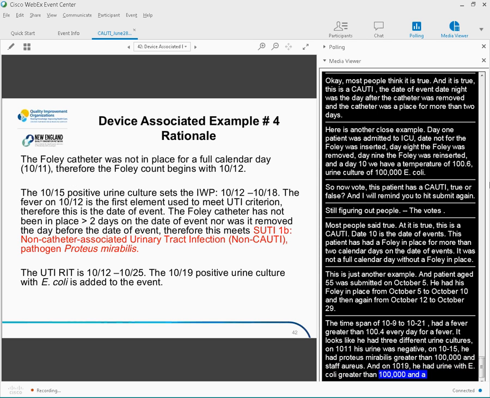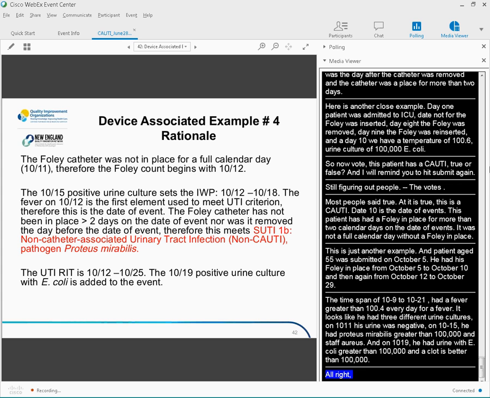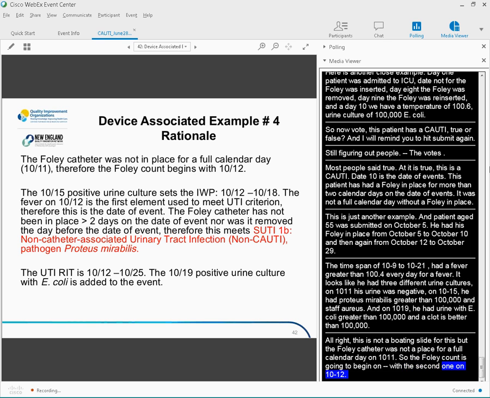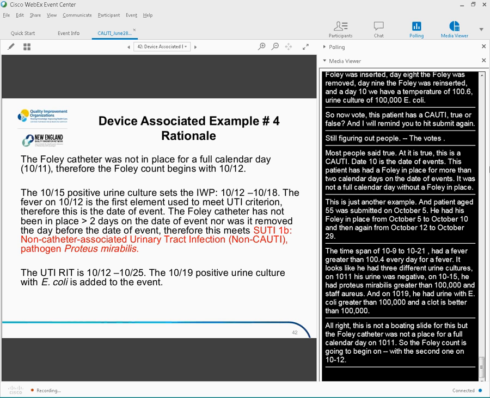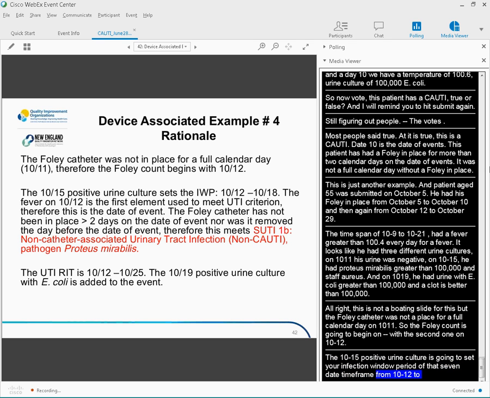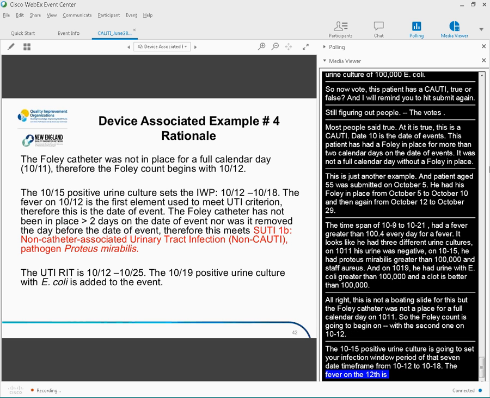All right, so this is not a voting slide, but the Foley catheter was not in place for a full calendar day on 10/11. So the Foley count is going to begin with the second one on 10/12. The 10/15 positive urine culture is going to set your infection window period of that 7-day time frame from 10/12 to 10/18. The fever on the 12th is the first element used to meet the UTI criterion. So this is going to be your date of event.